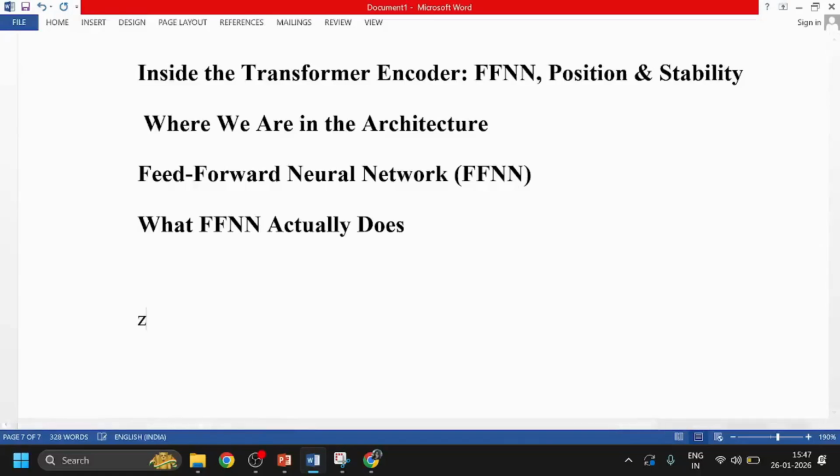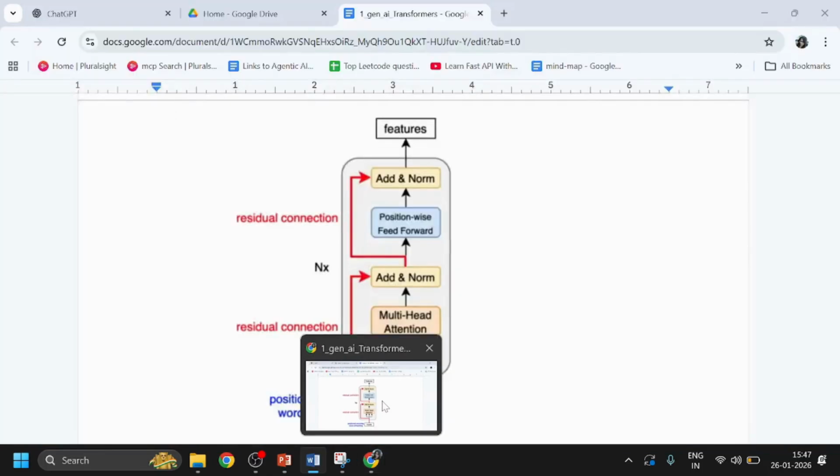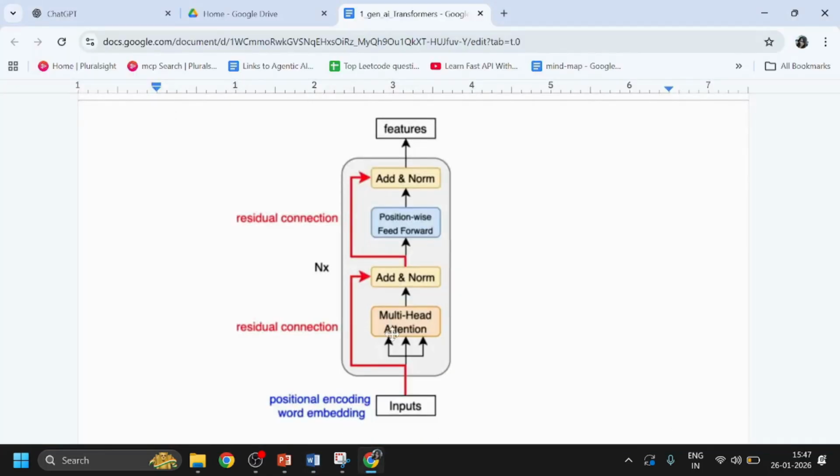Now we are going to cover these points inside the transformer encoder: the feed forward neural network, positional encoding, and stability. Where are we in the architecture, and what does the feed forward neural network actually do? This is our diagram. We have multiple blocks. This one is multi-head attention, this is add and normalization, this is the feed forward neural network, and positional encoding and add and normalization.